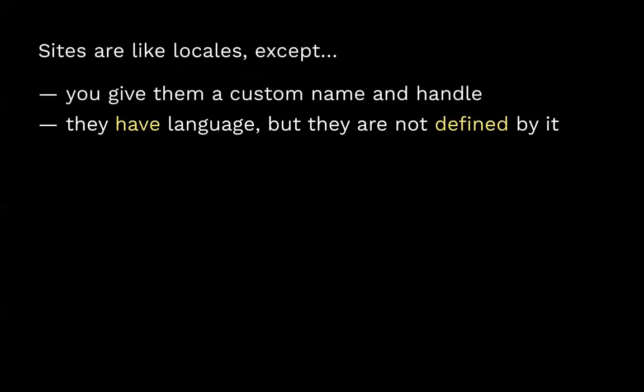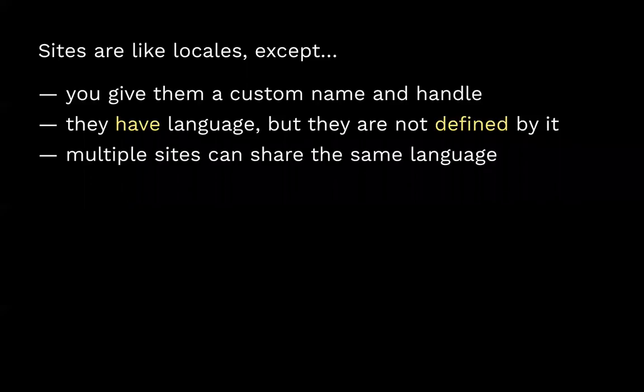They have a language, but they're not defined by it. Each site you add is going to get a little language selection, and you can choose what language it is, and you can use that for translating content or for defining the lang attribute in your HTML. But that's just an attribute of the site. It's not the reason the site has to exist. It could be, but it doesn't have to be. Multiple sites can share the same language. So if you have two sister sites that both target the same audience in the same place and speak the same language, that's fine.